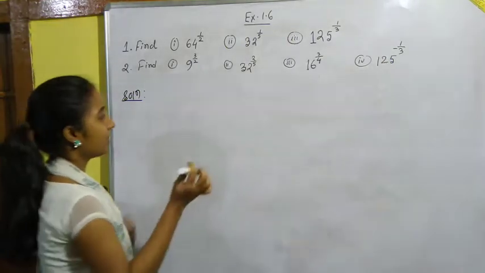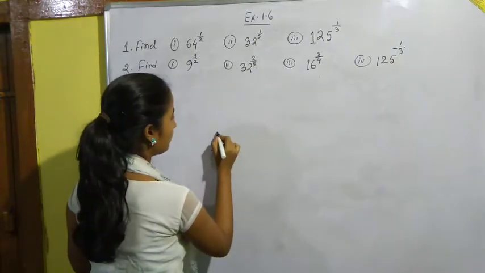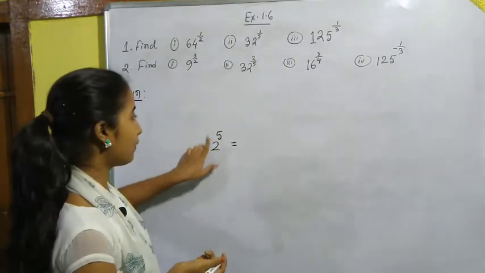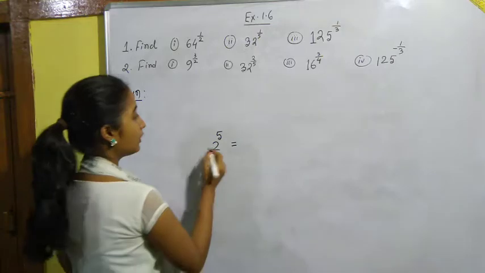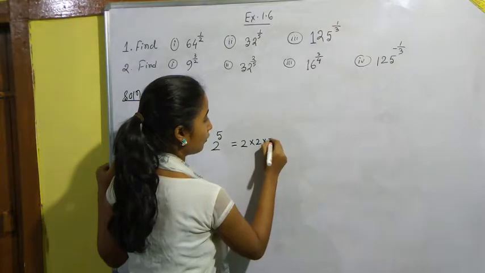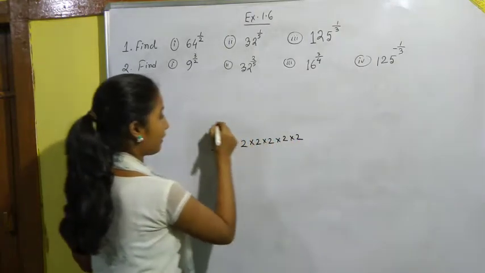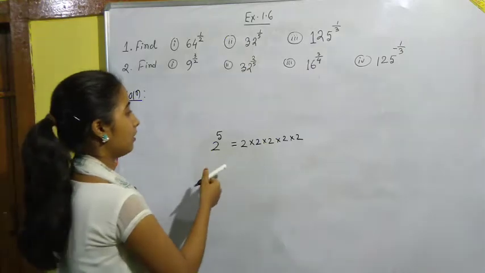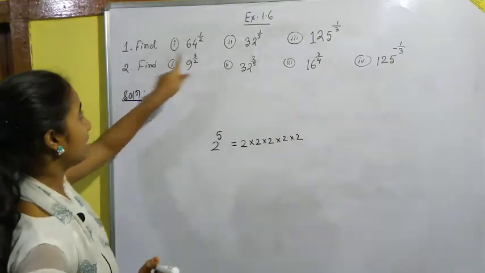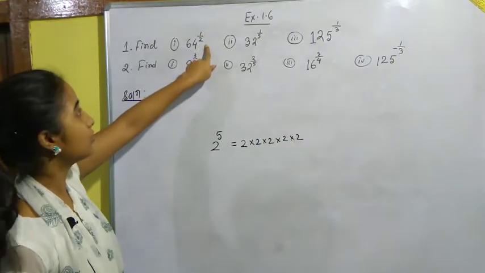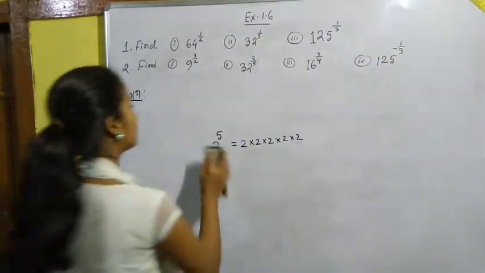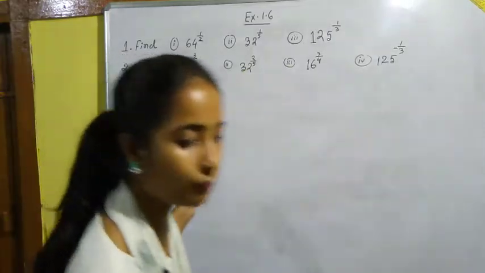See, if we have 2 to the power 5, then how can we convert this 2 to the power 5 into a simple form? We can convert it by multiplying 2 into 5 times, because the power is 5. Therefore, we multiply 2 into 5 times. But here the power is 1 divided by 2. That means the power is half. How can we convert 64 to the power 1 by 2 in a simple form?